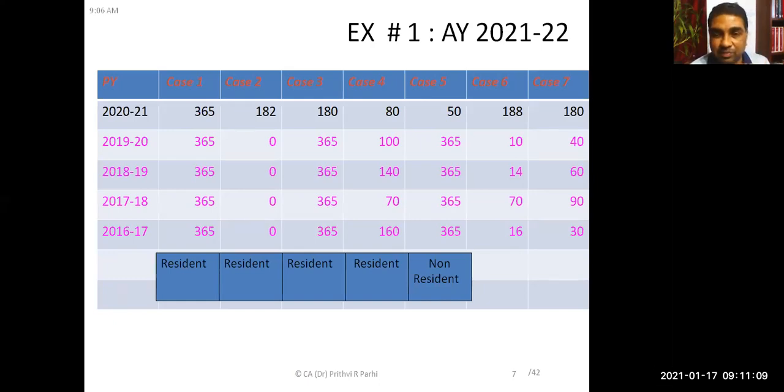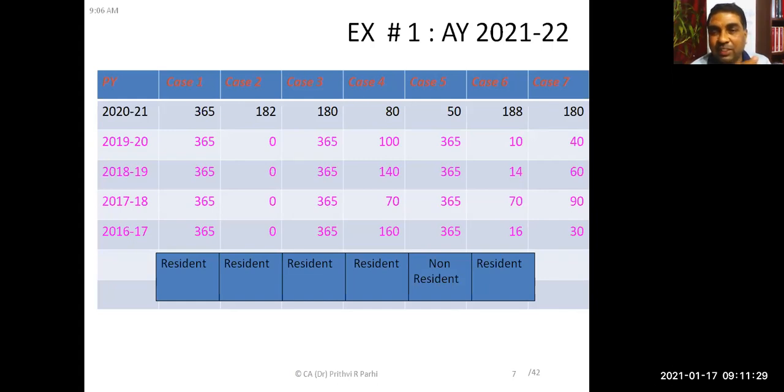Case 6. Resident. Why resident? The second condition is not complied with, but the first condition is, because any one of the conditions needs to be complied with. So the case is resident. Case 7. Non-resident.